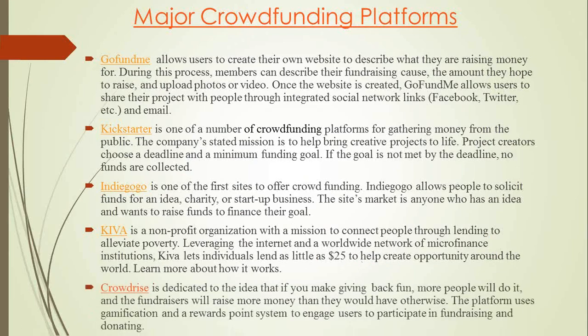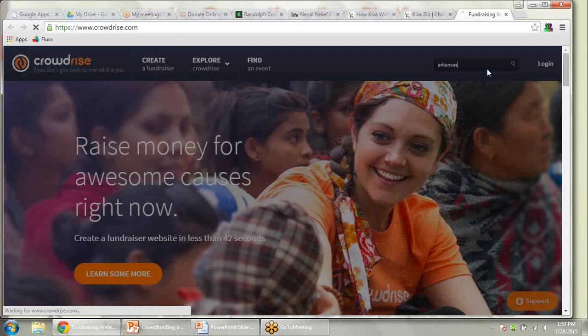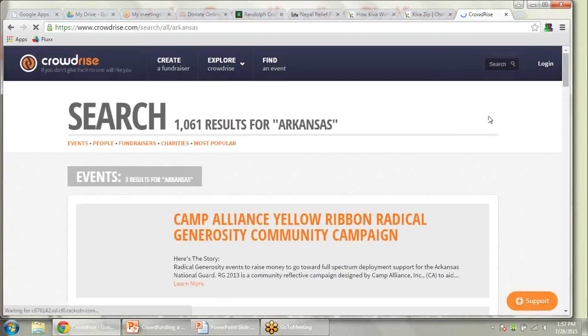Crowdwise is a keep-it-all campaign, where you keep all the money that you raise, and it's mostly around causes. There's an interesting feature about Crowdwise in that it has a reward system where you accrue points based on the people interacting with your campaign. With these points, you go to the Crowdwise store and you can buy a T-shirt and do different types of things with it.